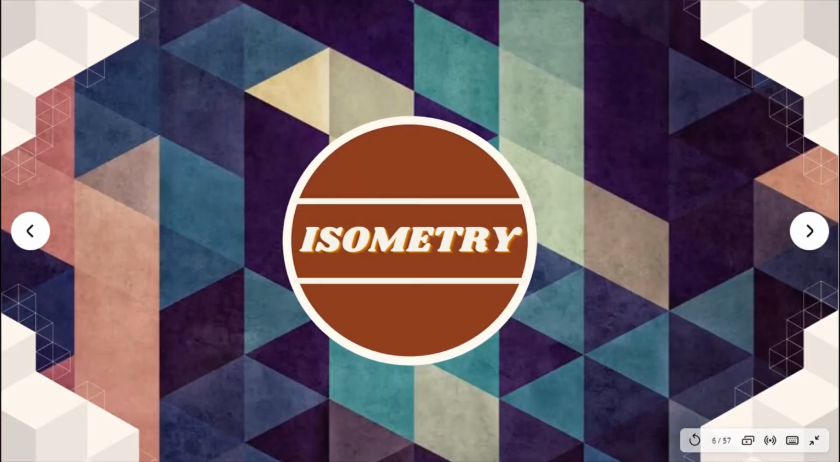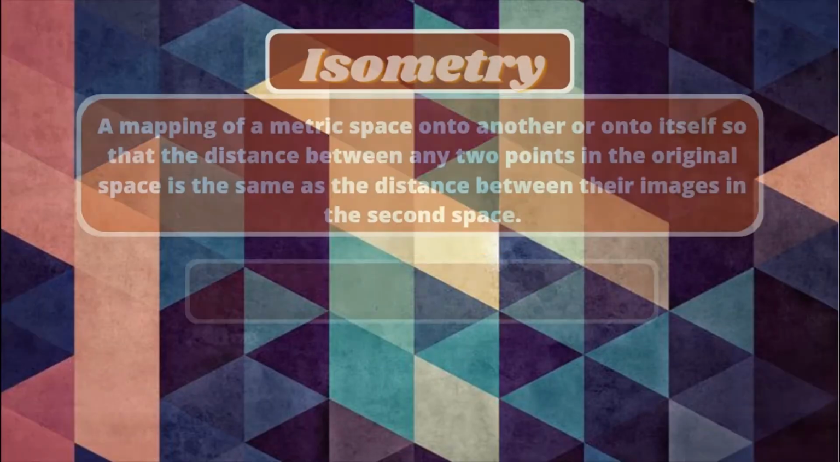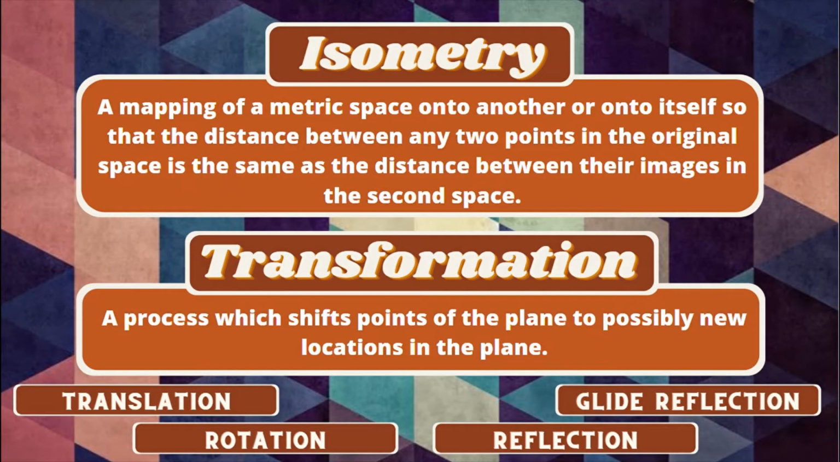Isometry is a mapping of a metric space onto another or onto itself so that the distance between any two points in the original space is the same as the distance between their images in the second space. In other words, this is used to describe the process of moving a geometric object from one place to another without changing its size or shape. After the object reaches its final position, the object remains unchanged or invariant in the plane, since isometries preserve relative distances between the points of an object.